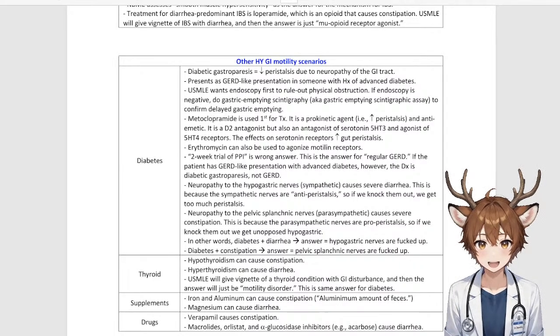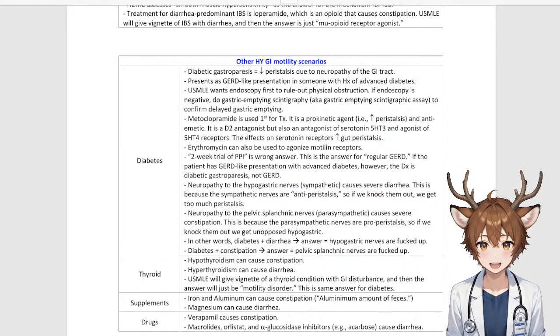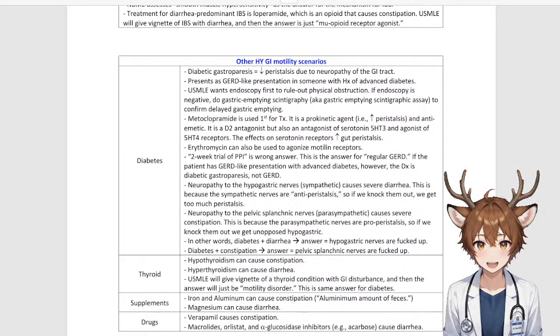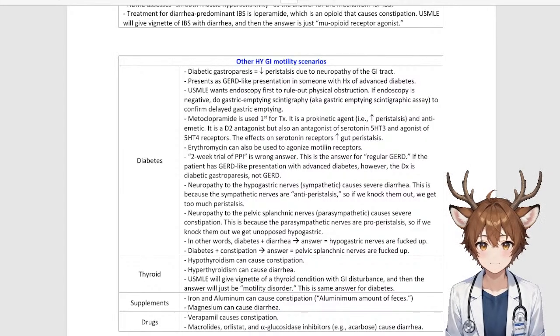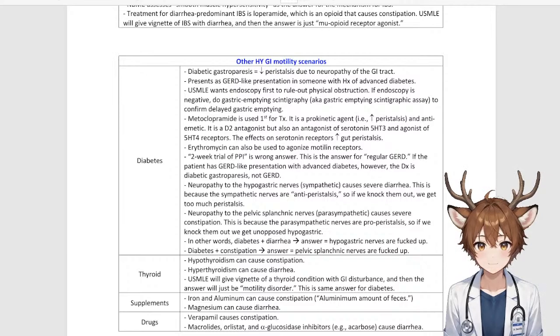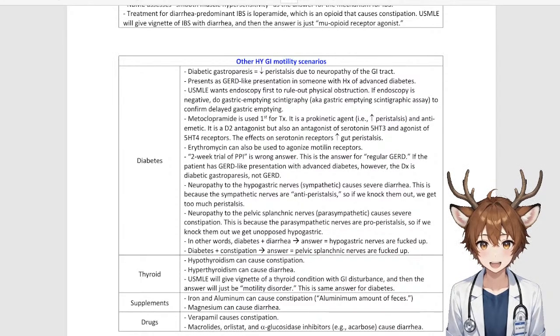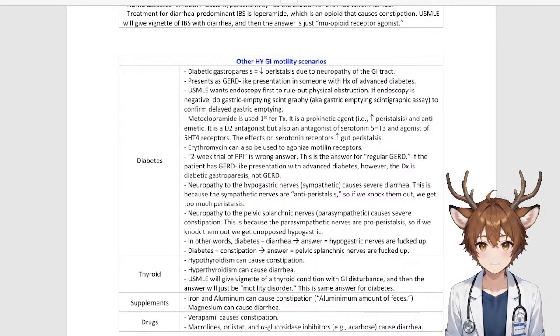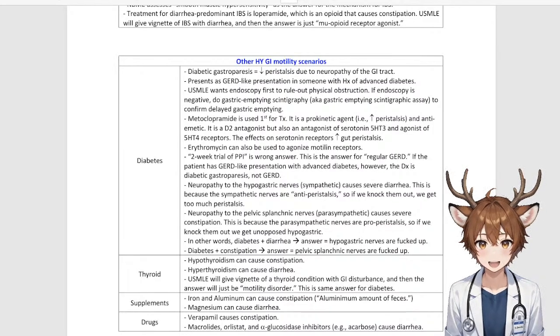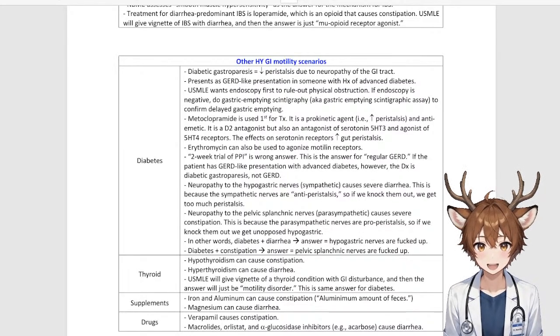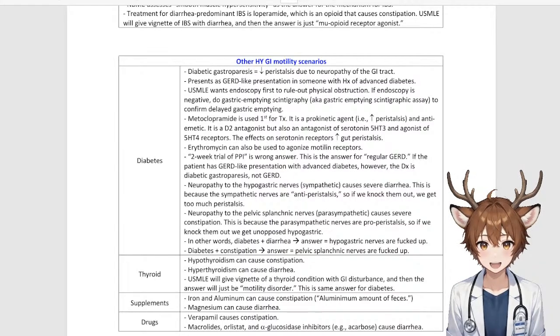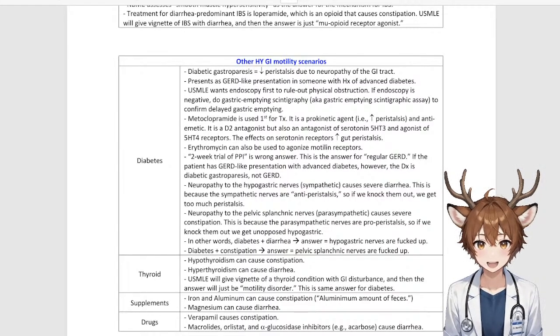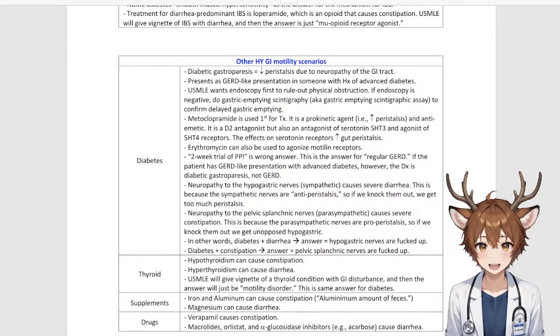Neuropathy to the hypogastric nerve, sympathetic, causes severe diarrhea. This is because the sympathetic nerves are anti-peristalsis, so if we knock them out, we get too much peristalsis. Neuropathy to the pelvic splanchnic nerves, parasympathetic, causes severe constipation. This is because the parasympathetic nerves are pro-peristalsis, so if we knock them out, we get unopposed hypogastric. In other words, if diabetes plus diarrhea, the answer would be hypogastric nerves are messed up. Diabetes plus constipation, the answer would be pelvic splanchnic nerves are messed up.